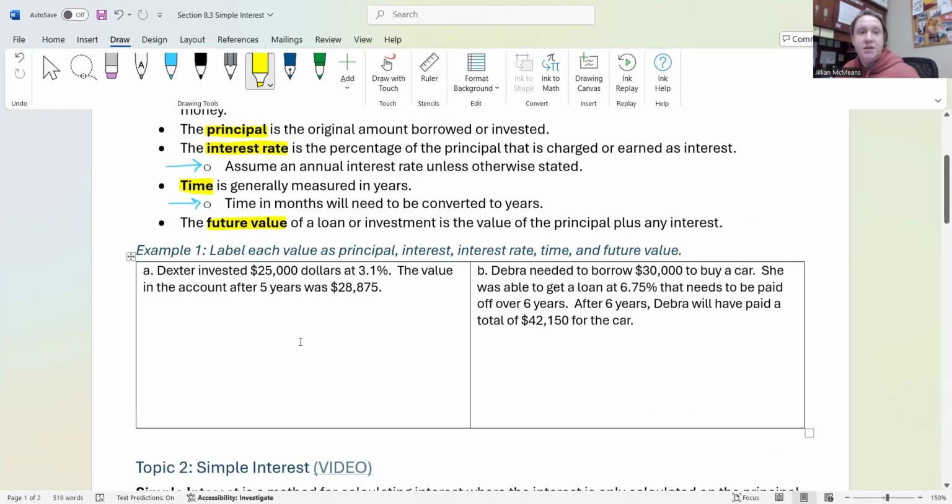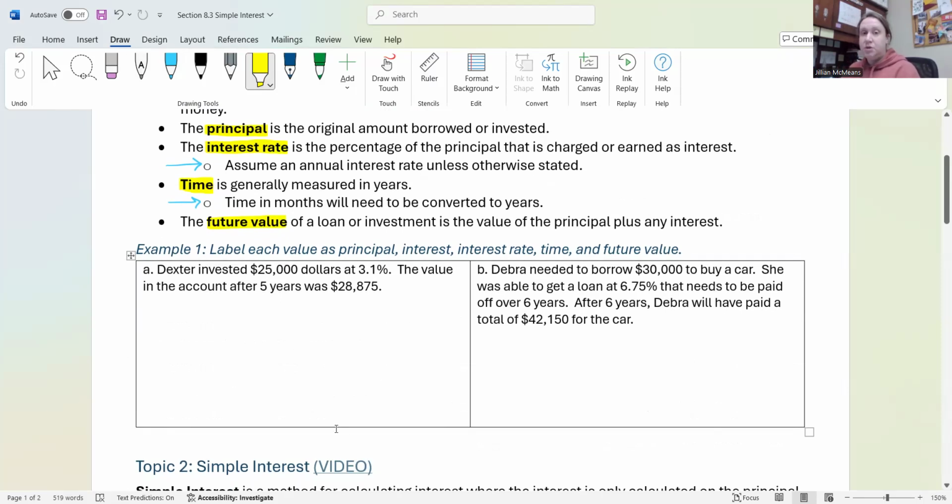So in example one, it says label each value as principal, interest, interest rate, time, or future value. Okay. So for part A, we have that Dexter invested $25,000 at 3.1% interest. The value in the account after 5 years was $28,875. So we've got a lot going on here.